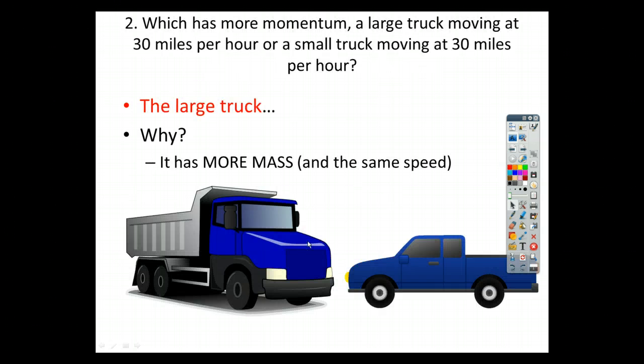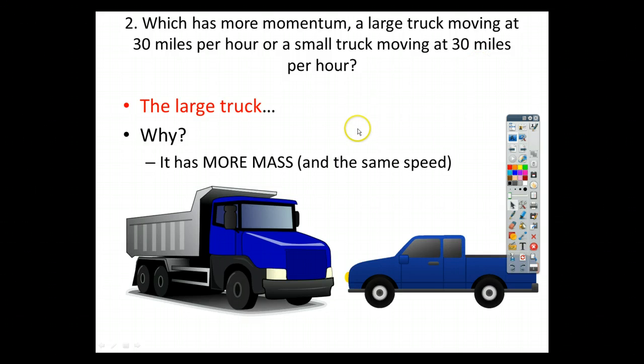Which has more momentum, a large truck traveling at 30 miles per hour or a small truck moving at 30 miles per hour? For this one, if we remember, the thing that has more mass or the thing that has more speed, if the other are the same, will have more momentum. So for this one, the large truck, because it has more mass and because they're moving at the same speed, will have more momentum.